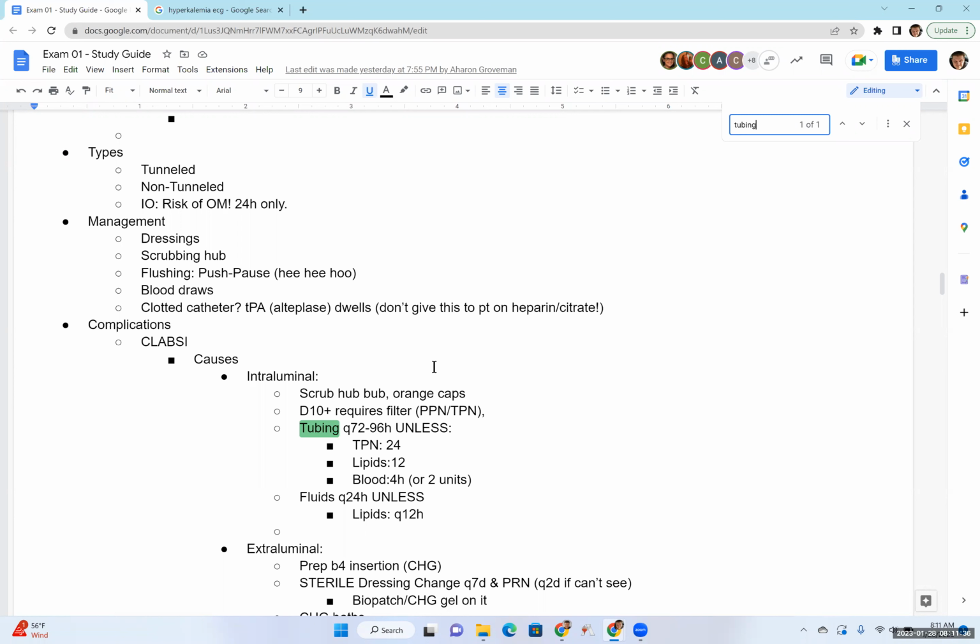All right, so yeah, so you got TPN, and you got lipids and blood. Those are the other exceptions, right? And blood will come back when we talk about blood on exam 3, I think, or final exam. We'll talk about blood and respiratory and such.